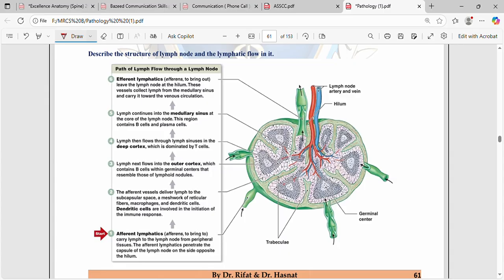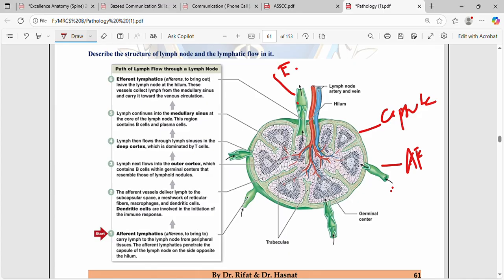So, we can see here this is the outer capsule, and these are the efferent channels, or efferent lymphatic channels, lymph vessels, efferent lymph vessels. Okay, this is the vein and this is the artery. Okay, so before going to the lymphatic flow, quickly we go through the structures. So these are the efferent vessels.